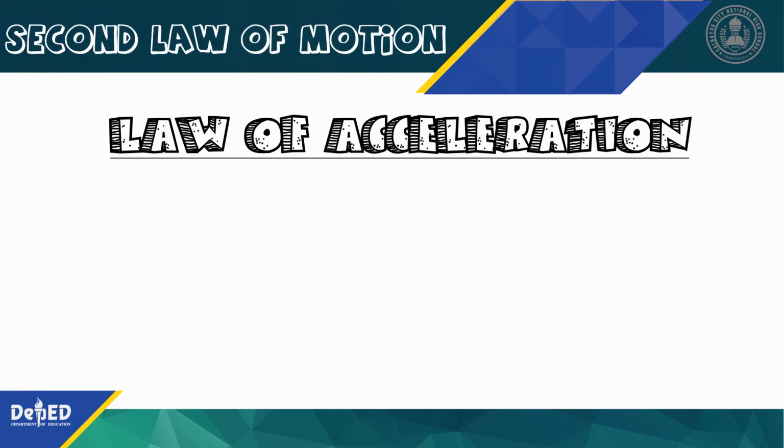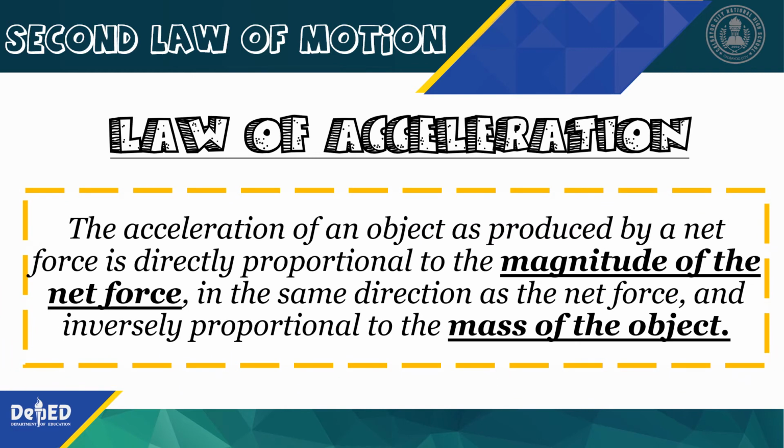We have the second law of motion, or the law of acceleration. According to this law, the acceleration of an object as produced by a net force is directly proportional to the magnitude of the net force, in the same direction as the net force, and inversely proportional to the mass of the object. Simply said, the net force on an object is equal to the product of its mass and acceleration.